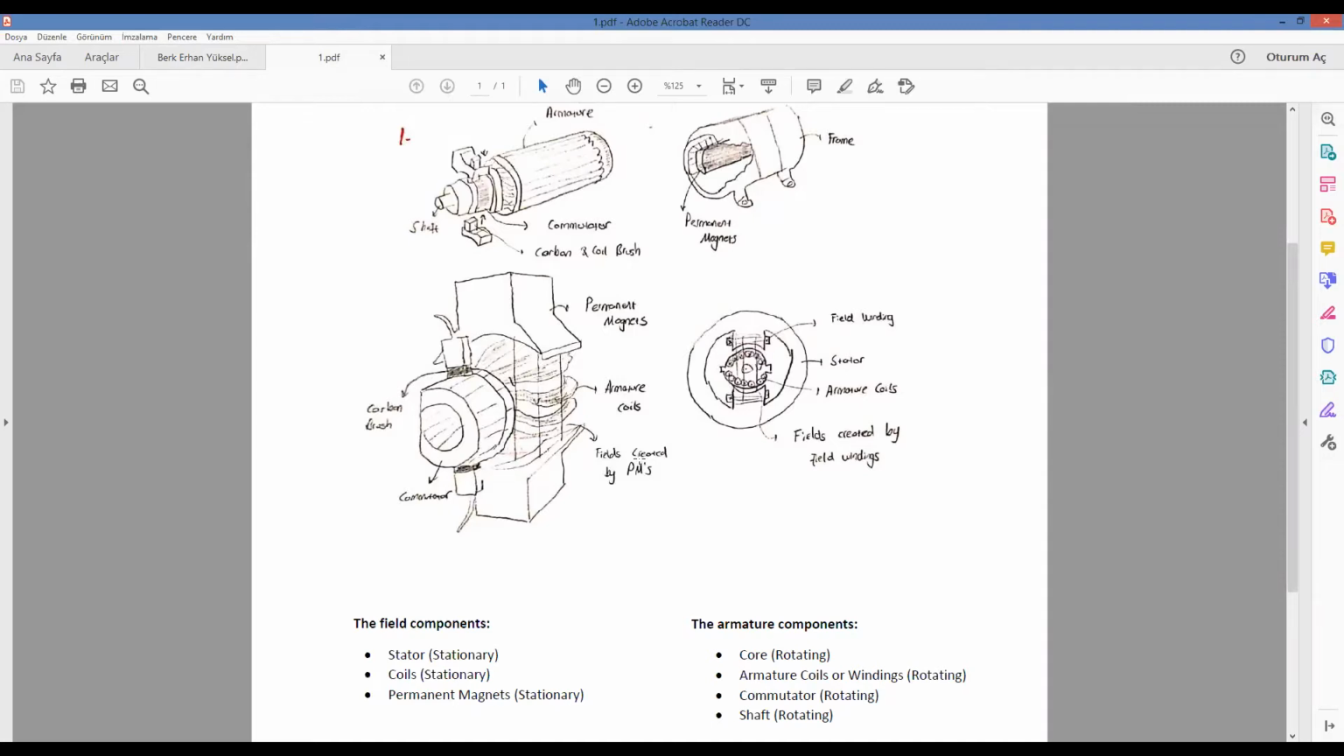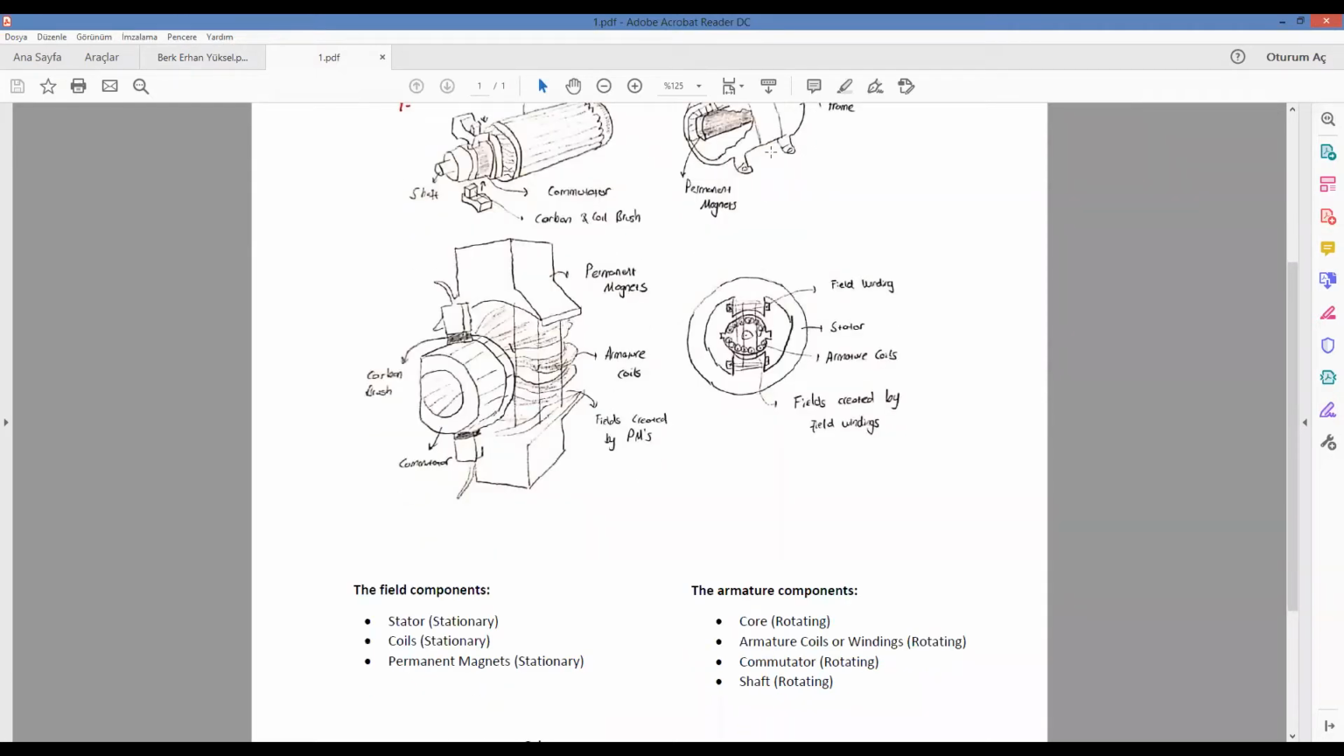The outer part of a DC machine is a stationary frame, as you can see, which protects the machine from external influences. Furthermore, the rotary bearings allow the rotating shaft to be utilized in a fixed frame.